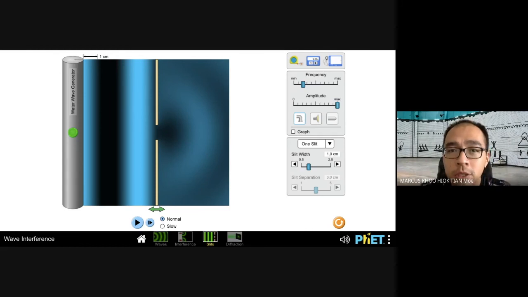We are always talking about circular shape. Circular shape means the wave is more spread out. More spread out means the energy of the wave is decreasing. And how do you make sure that the wave is more spread out so that the energy decreases? You make the size of the gap smaller. You make the wavelength much bigger. And that is the thing that we want to talk about today.